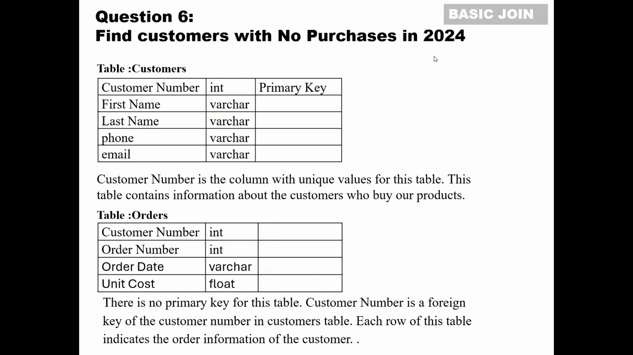Let's jump right into it. We are working with 2 tables, customers and orders. The customers table contains contact information for each customer. Customer number is the unique ID. The orders table tracks each purchase, but it doesn't have a primary key. Customer number here links each order back to a customer.